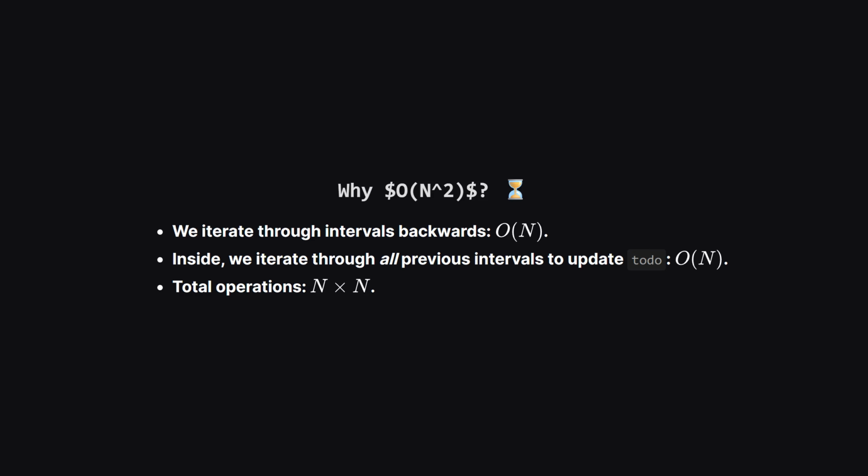You might have noticed we have a loop inside a loop here. We iterate through the intervals backwards, which is linear, but for every point we add, we scan through all the previous intervals to update their to-do status. This gives us a quadratic time complexity, or big O of n squared. For an input size of 3000, as stated in the problem constraints, this is perfectly acceptable and will pass.